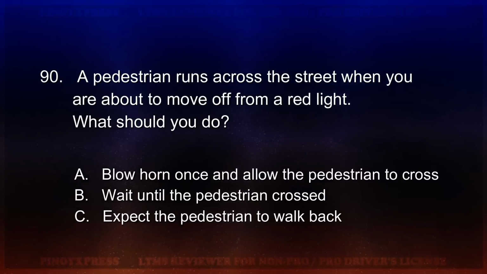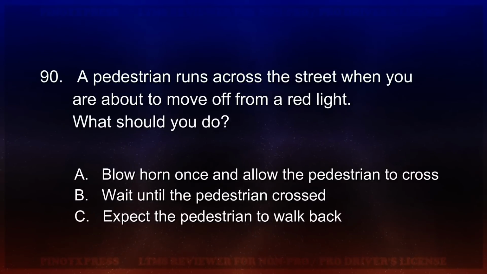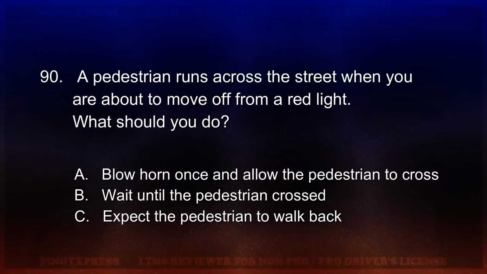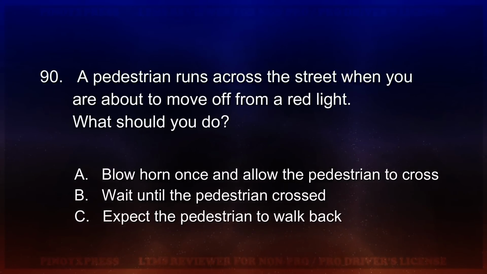A pedestrian runs across the street when you are about to move off from a red light. What should you do? A. Blow horn once and allow the pedestrian to cross. B. Wait until the pedestrian crossed. C. Expect the pedestrian to walk back. The correct answer is letter B.